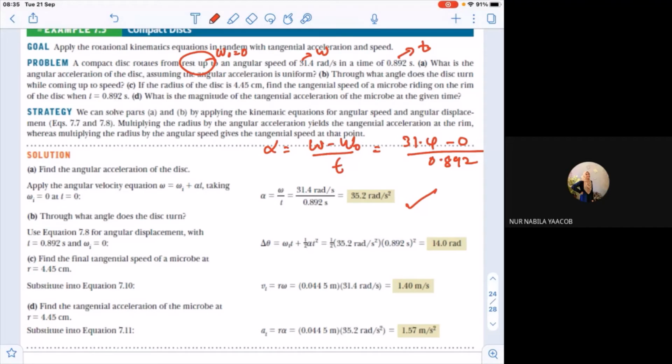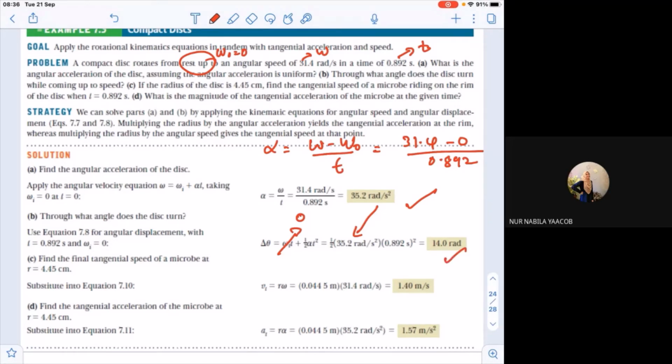Okay, through what angle does the disc turn while coming up to speed? Through what angle, that means they want to find the angular position when it changes, when coming up to speed. Then omega naught initial is 0, so the only term left is half alpha t squared. So you can put this value into this alpha. So you will get 14 radian.